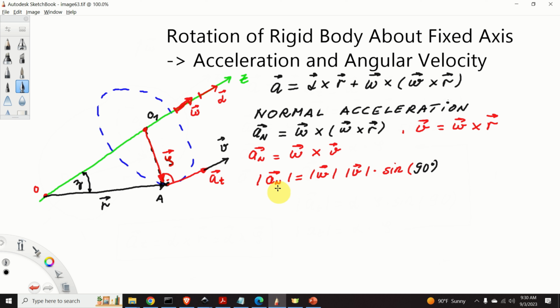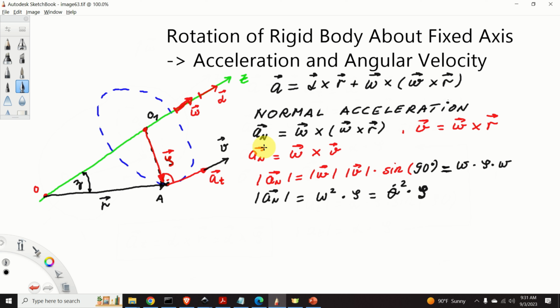And we can write an simply as the intensity of omega, and that's simply omega, times the intensity of velocity. The intensity of velocity is actually rho times omega. And finally, we can write an, that is its intensity, as omega squared times rho. Omega squared is actually theta dot squared times rho.